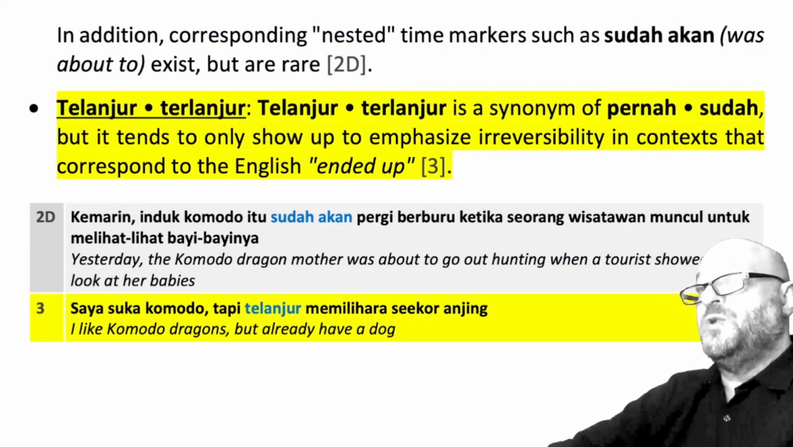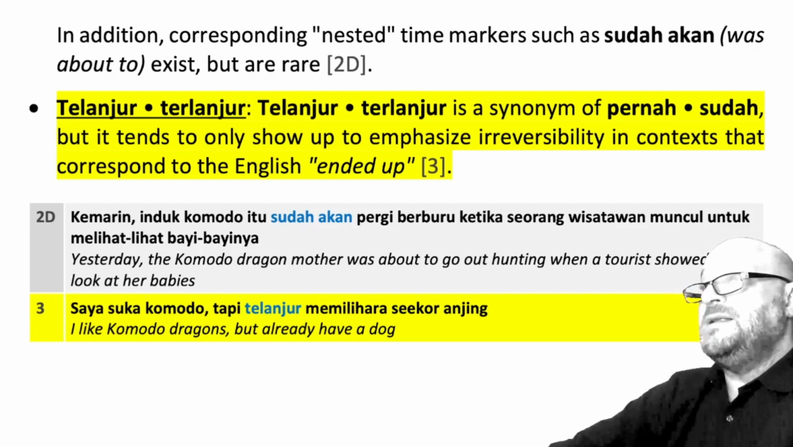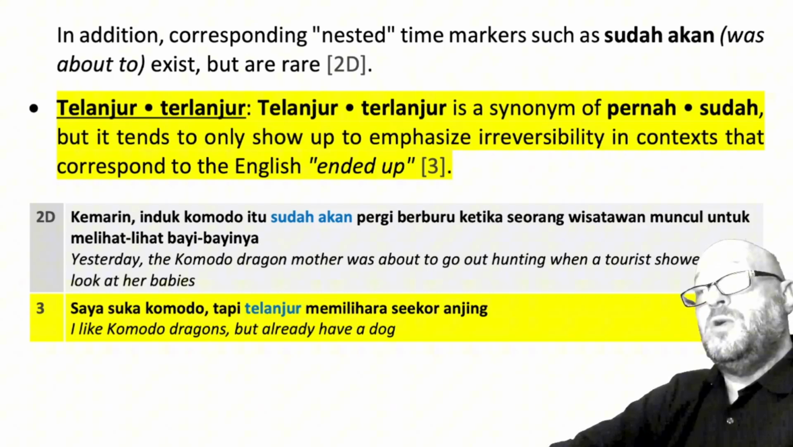Telanjur, terlanjur, is a synonym of pernah, sudah, already, or once, but it tends to only show up to emphasize irreversibility in contexts that correspond to the English ended up. Example 3, saya suka Komodo, tapi telanjur memelihara seekor anjing. I like Komodo dragons, but already have a dog.